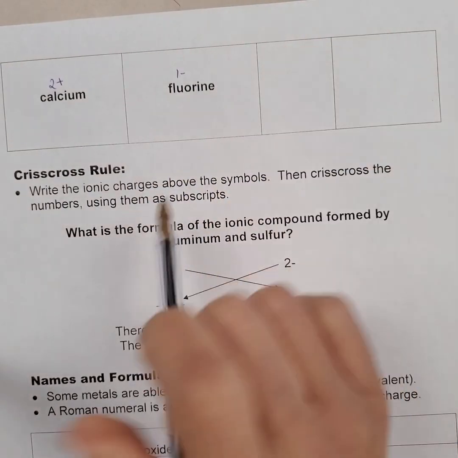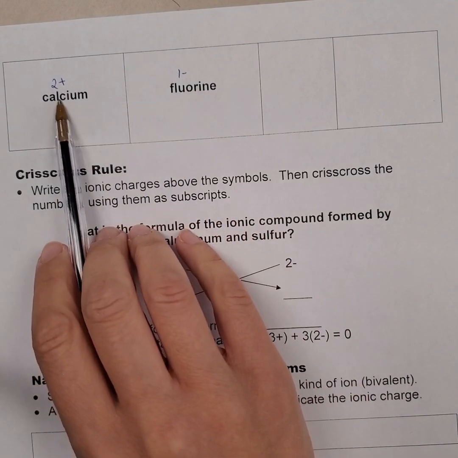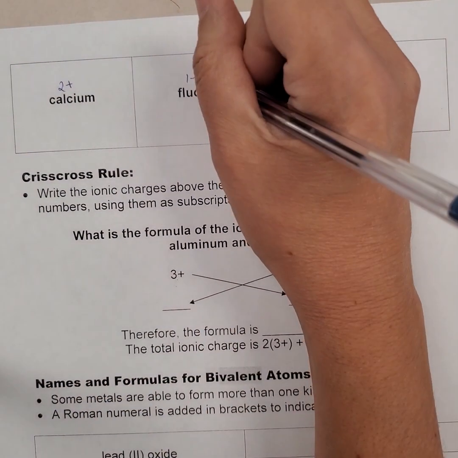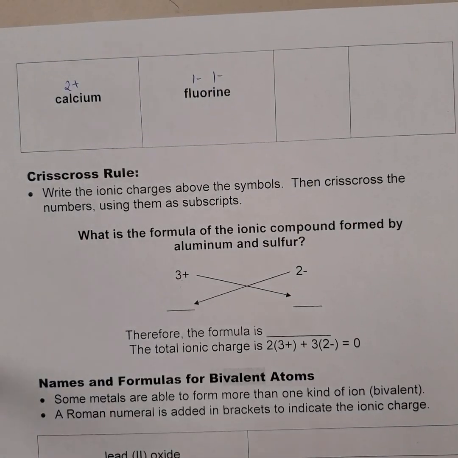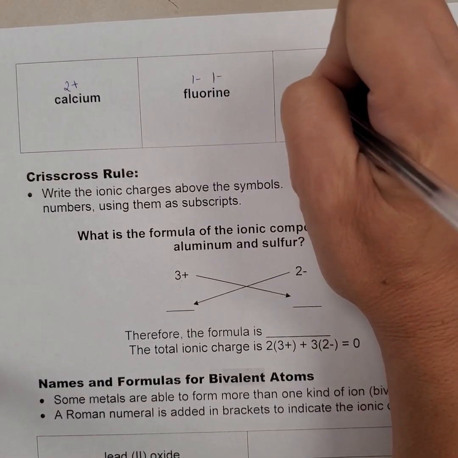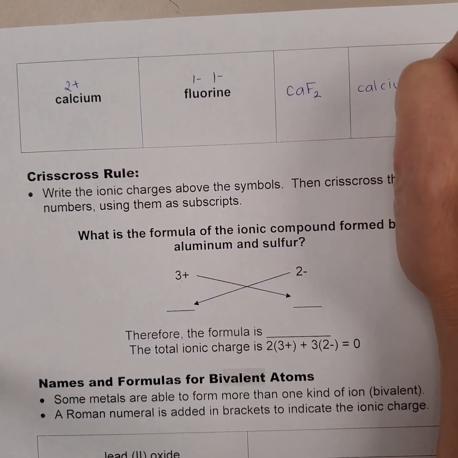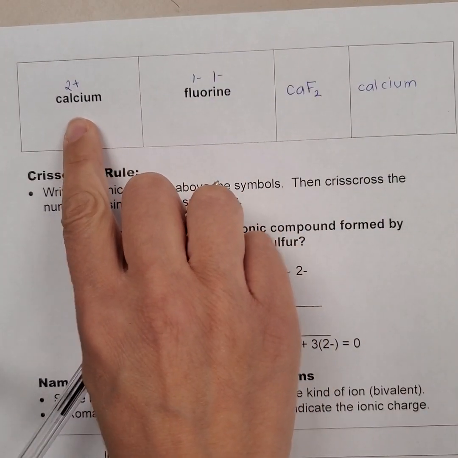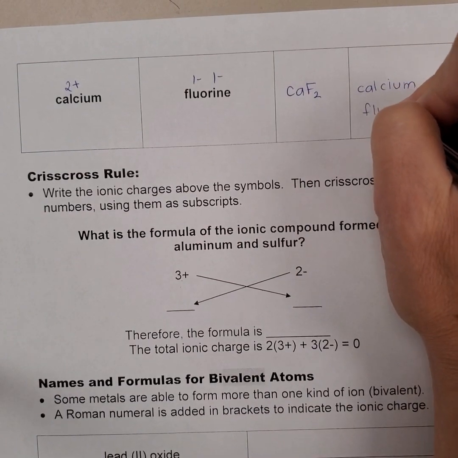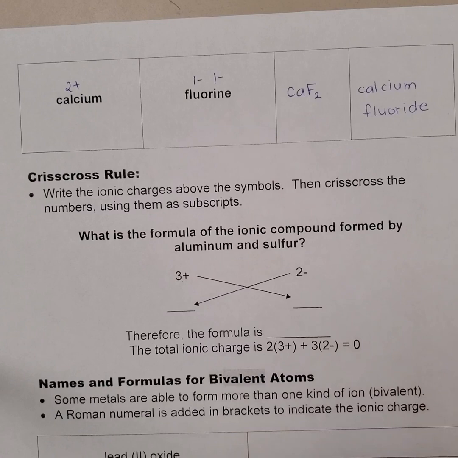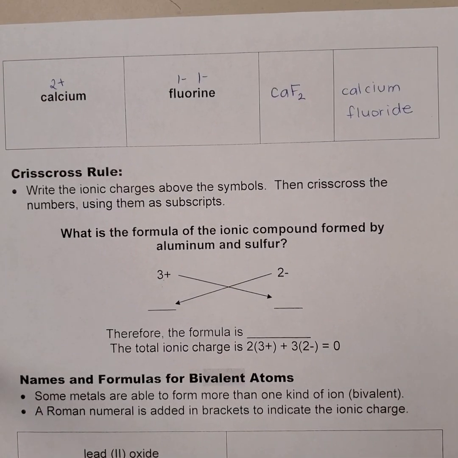So 1-. So when I take a look at my charges, I can see that calcium is 2+, fluorine is 1-. So that means I need another fluorine. So my formula is CaF2, and the name is calcium. So the name of the metal doesn't change, and the non-metal, the ending changes to "ide", so calcium fluoride is the name of the compound.